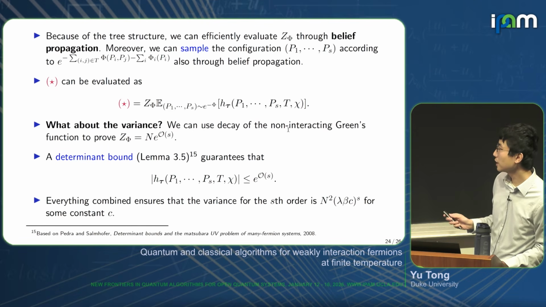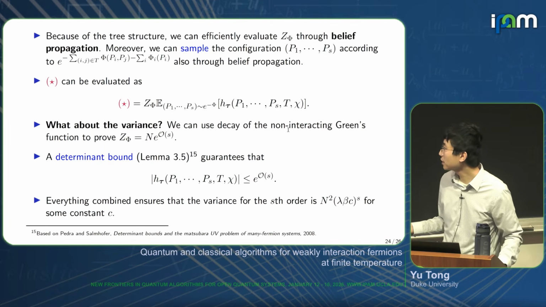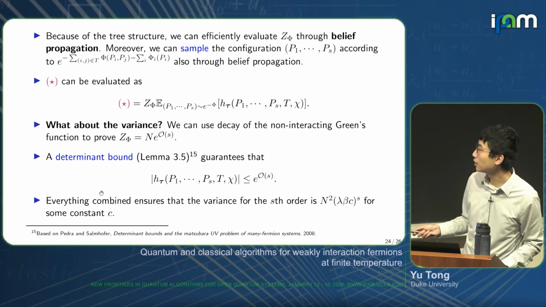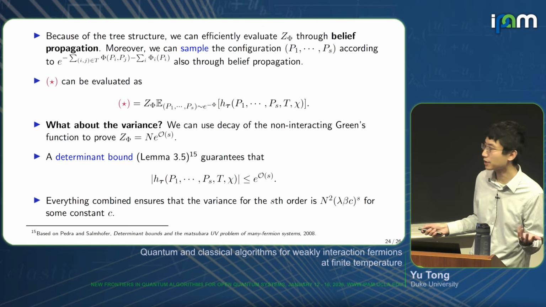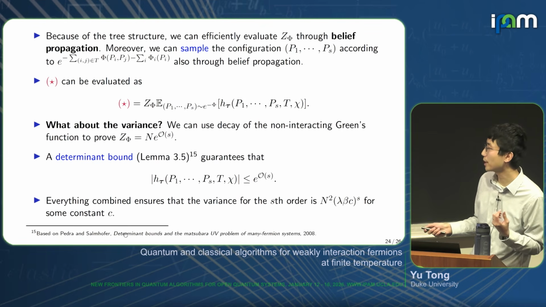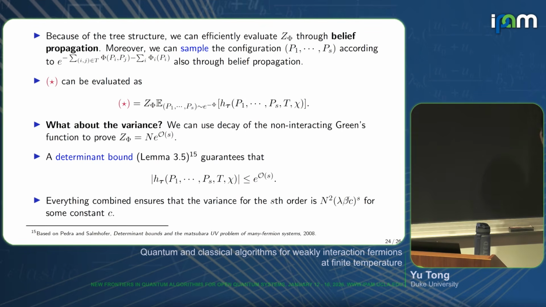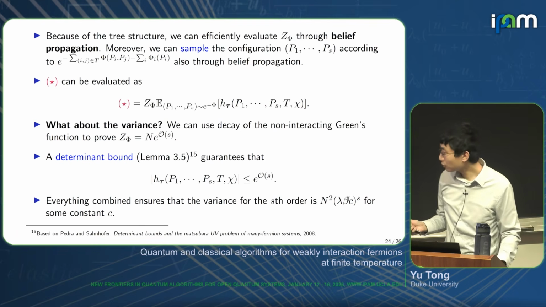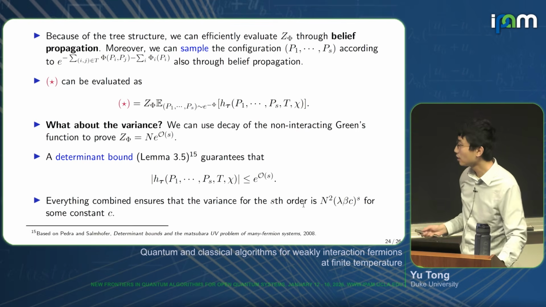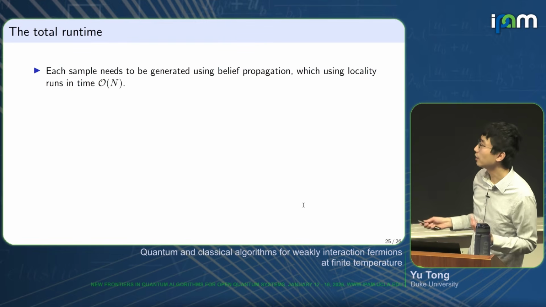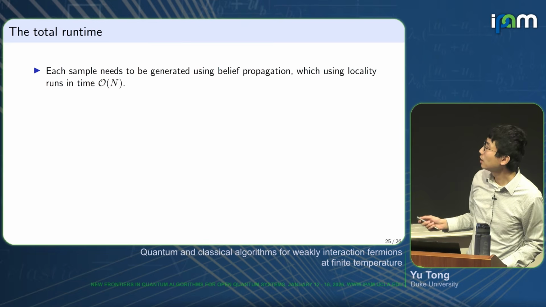Right. So then it tells us the variance at s order is only going to be n squared multiplied to this thing, which is lambda beta c. Beta is the inverse temperature. C is some constant that does not depend on n. Lambda is this rescaling factor. So then, if your lambda is below 1 over beta c, this is decaying exponentially fast, right? So then that allows us to construct an algorithm.